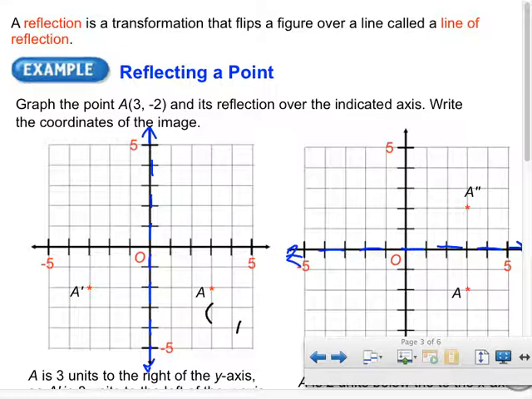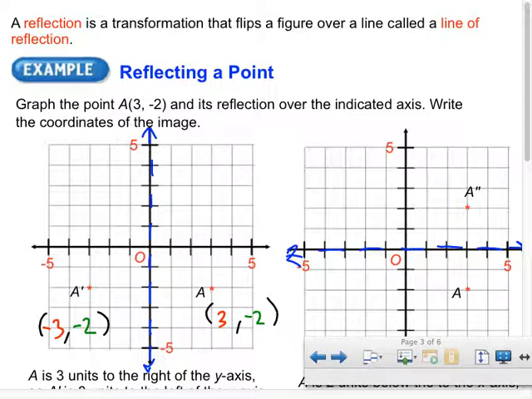So A, we saw, is already (3, -2). And then over here, we already named A prime, the image. Instead of 3, it was (-3, -2). So, taking a look at that one, what would be my arrow notation? Kayla, you got a guess?